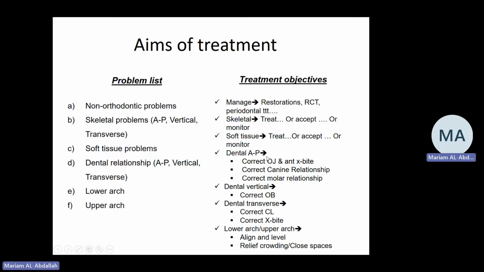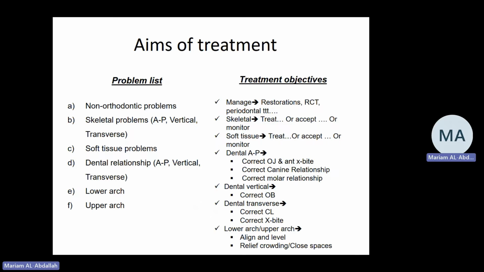Dentally, in the anterior-posterior dimension, we usually aim to correct the overjet to the average. We usually aim for the lower limit of the average, which is 2 millimeters, okay? We know that the overjet is 2 to 4, but we aim to correct the overjet to 2 millimeters. We aim to correct the anterior crossbite. Of course, we aim to correct the canine relationship to class 1.